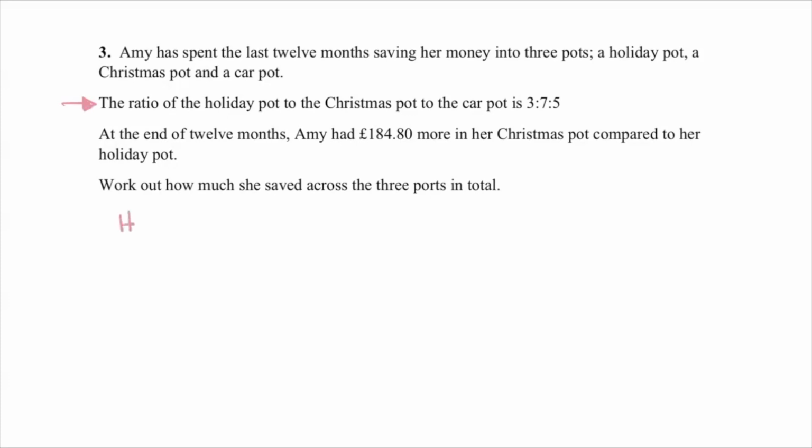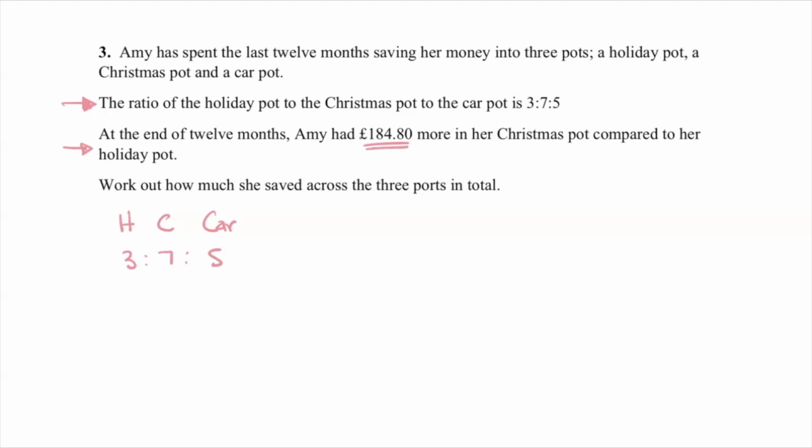So I've got holiday, Christmas, and then car, which I'm going to write in full so I don't get confused. And it's 3:7:5. At the end of 12 months, Amy had £184.80 more in her Christmas pot compared to her holiday pot. Now, this line is only talking about 2 out of the 3. That means that this money is only linked to 2 out of the 3.